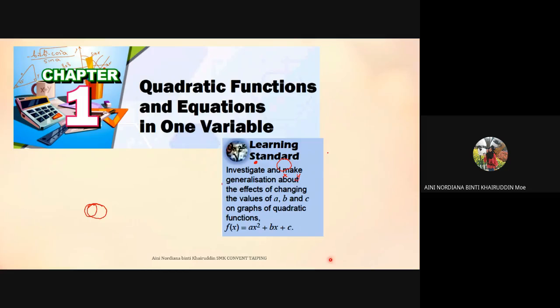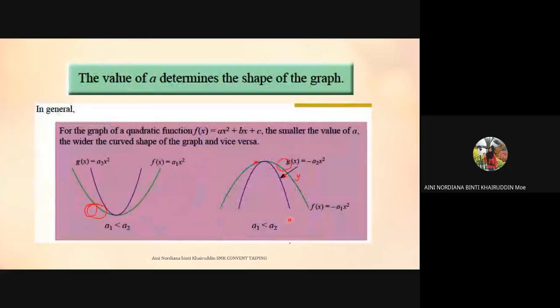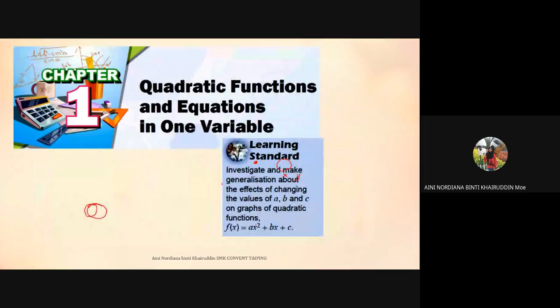Okay, our third learning standard, investigate and make generalization about the effect of changing the values of a, b, c on graph of quadratic function f(x) equals to ax square plus bx plus c. Okay, this is the third and the last learning standard. Apa yang kita nak buat ni? If we change the value of a here, what happen? If we change the value of b here, what happen? C, what happen?